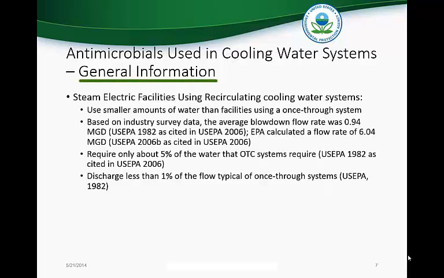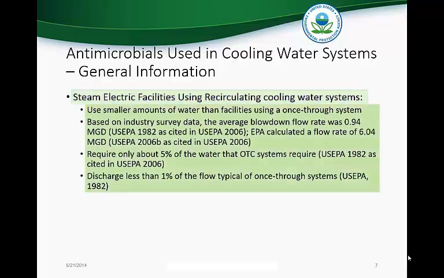This slide presents some general information about recirculating cooling water systems. Steam electric facilities using recirculating cooling water systems use smaller amounts of water than facilities using a once-through system. Based on industry survey data, the average blowdown flow rate was 0.94 million gallons per day. EPA calculated a flow rate of 6.04 million gallons per day. These facilities require only about 5% of the water that once-through circulating systems require. Discharge of less than 1% of the flow typical of once-through systems is characteristic of recirculating cooling water systems.